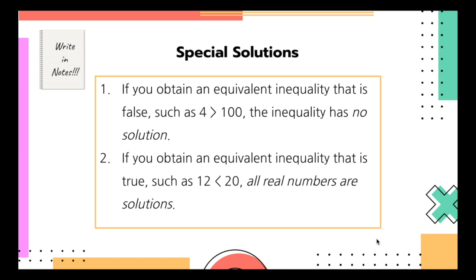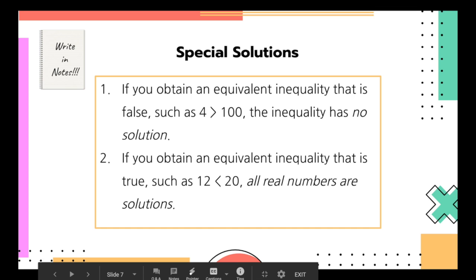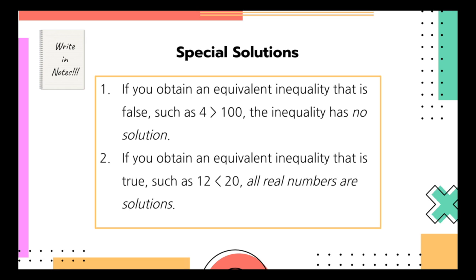In these cases, we do have some special solutions. For example, if we obtain an equivalent inequality that is false, such as 4 being greater than 100, that's not true. 4 is not a bigger number than 100. The inequality has no solution. But if you obtain an equivalent inequality that is true, such as 12 is less than 20, then we say that all real numbers are solutions.